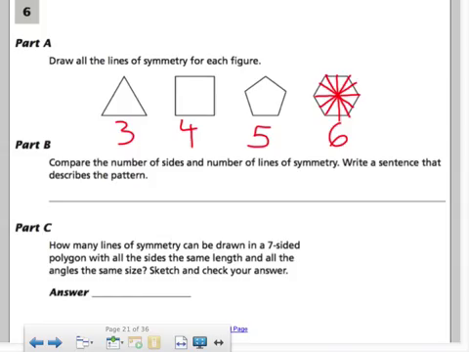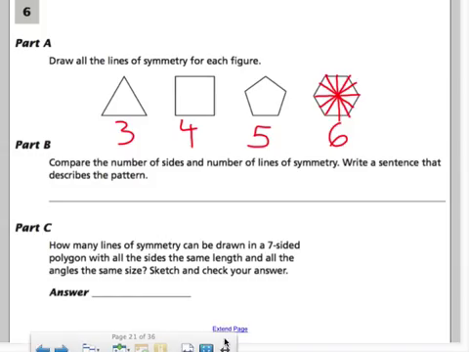Part B. Compare the number of sides and number of lines of symmetry. Write a sentence that describes the pattern. Oh wow, there's a pattern going on here, and we kind of just talked about it by accident. Didn't I give you a big clue? Yep. 6 equal sides, 6 lines of symmetry. 5 equal sides, 5 lines of symmetry. So there's a definite pattern there. I'm going to let you talk about it a little more by yourself. We accidentally talked about the pattern.